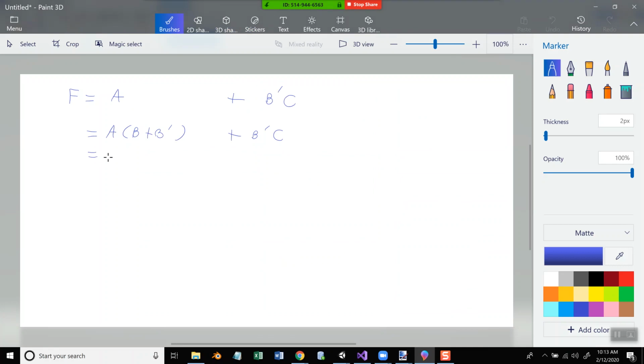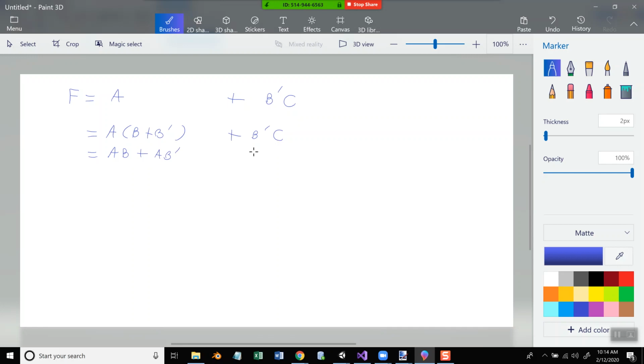So now, I'll go ahead. Does that make sense? Okay, so we needed a B there, so we introduce a B by doing this. So if I multiply this through, A times B is AB, A times B prime is AB prime.